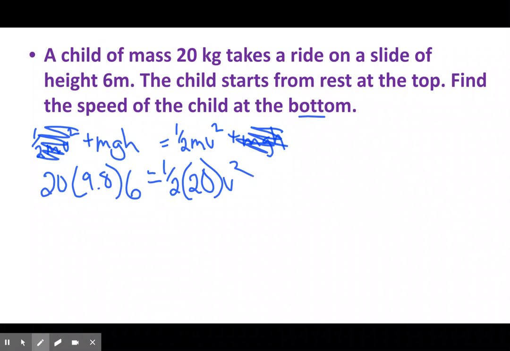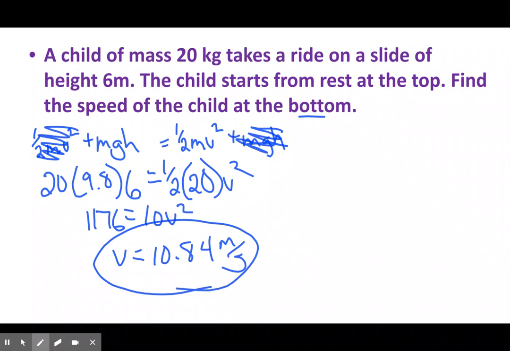So if we solve for v, this side is 1,176 equals 10v squared. So 1,176 divided by 10, square root, v equals 10.84 meters per second. All right, so that's conservation of energy.